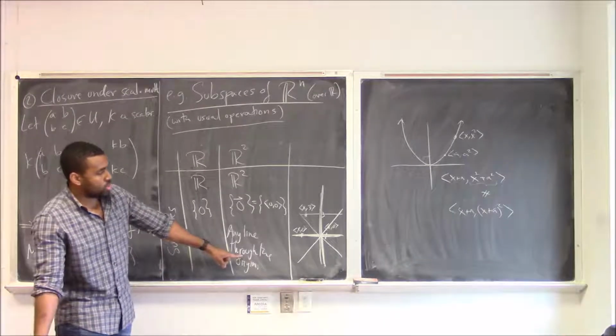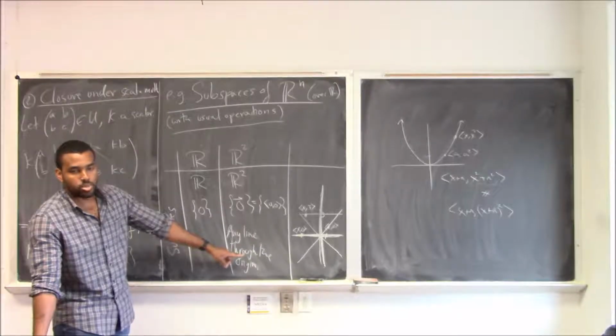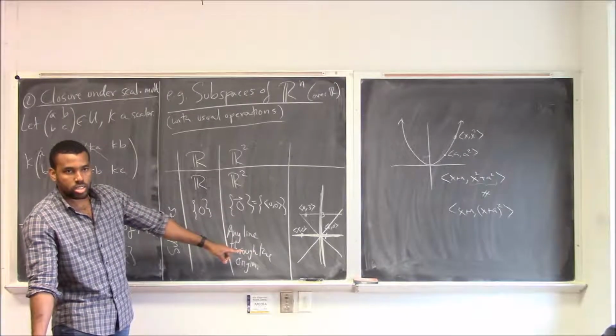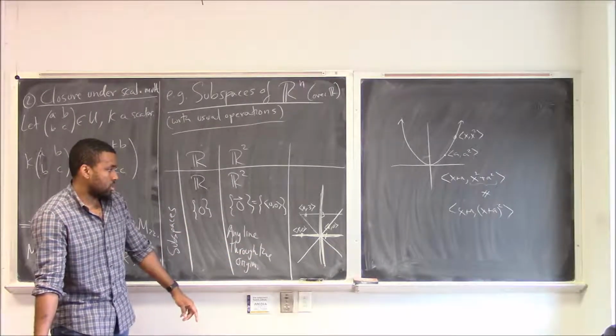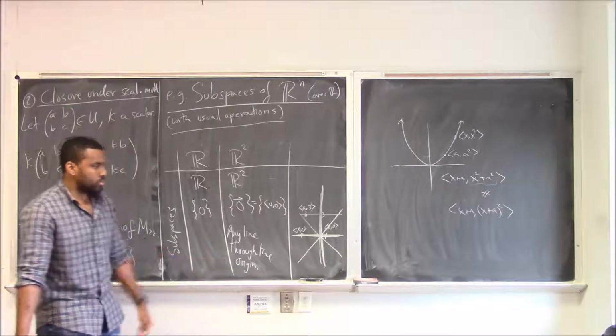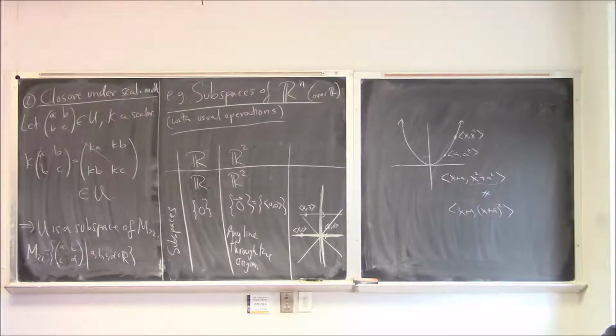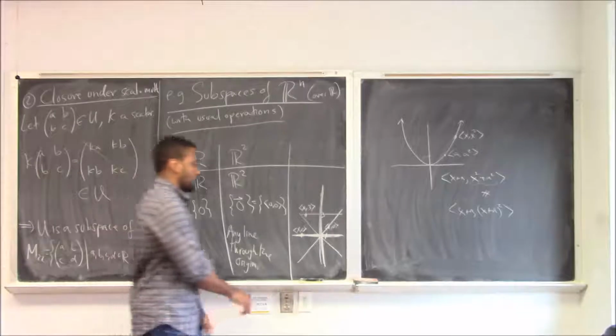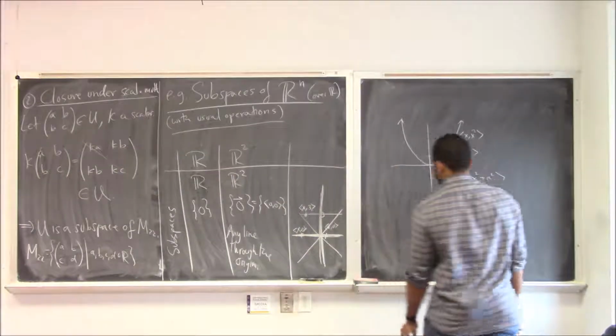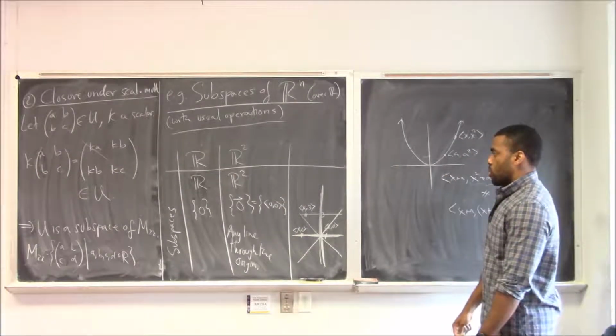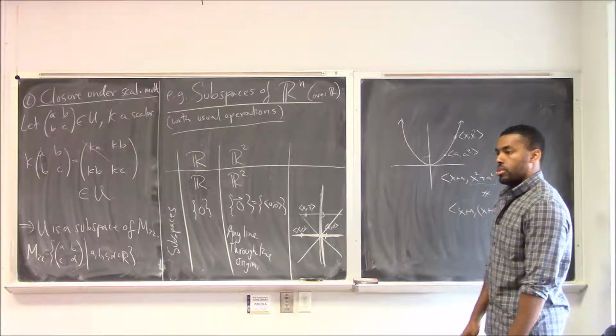Lines that don't pass through the origin will fail because axiom 4 will not hold. They will not contain a zero vector. But otherwise, lines through the origin, they will hold. Because what would lines through the origin look like?